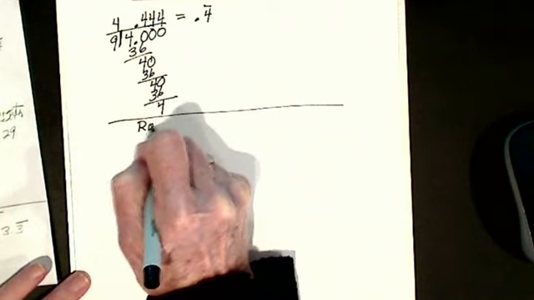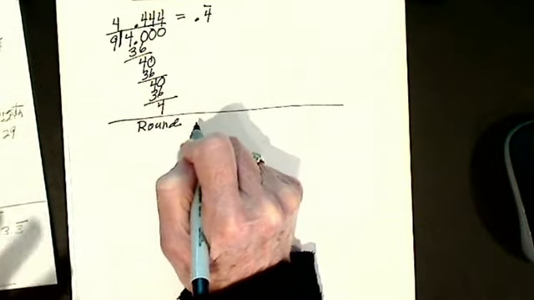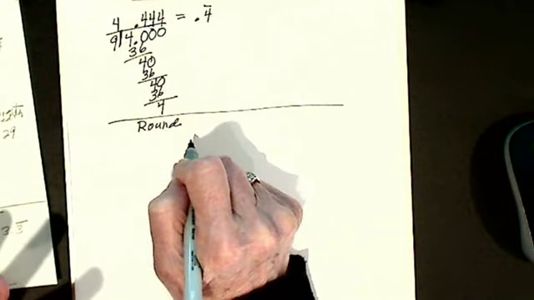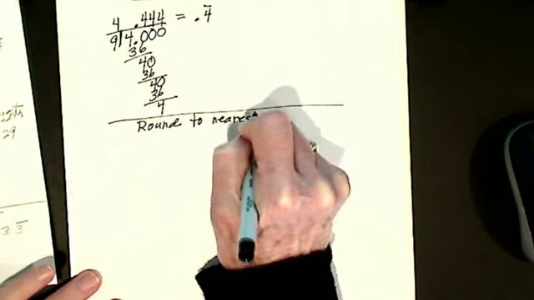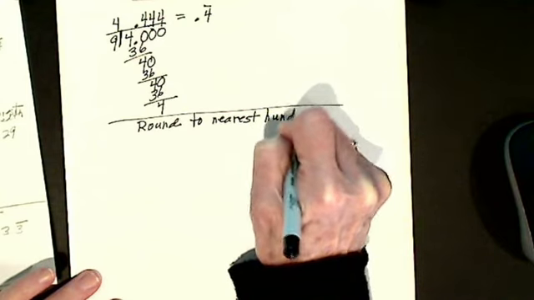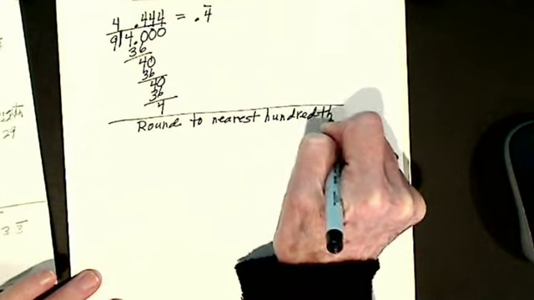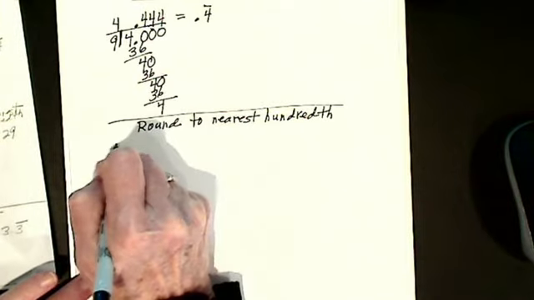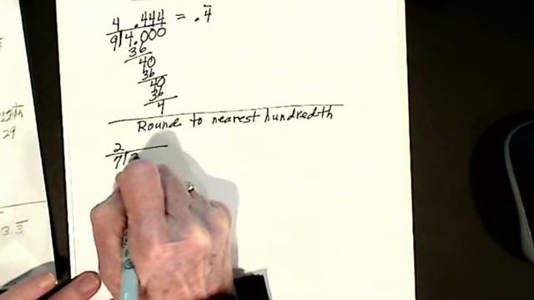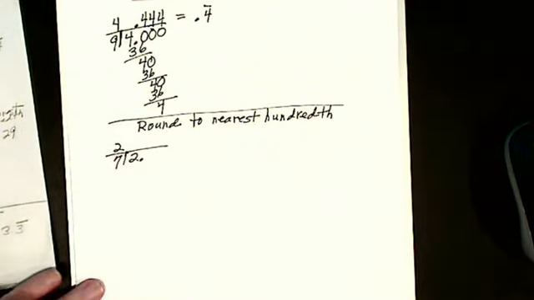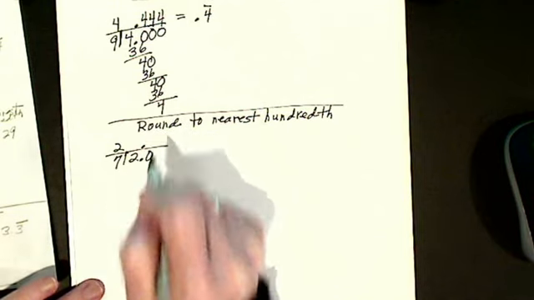Let's say I might have one where the question says round, because we haven't been told to round. So if we're not told to round, it's going to come out even. It says round to nearest hundredth. So I have 2 7ths. I divide. After every whole number is a decimal point, bring it up, add a 0.